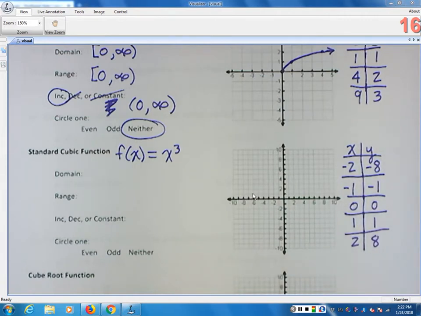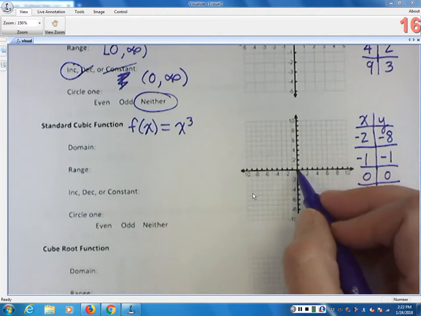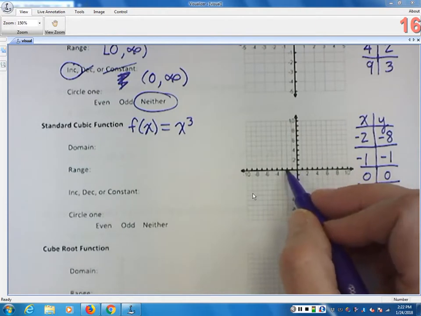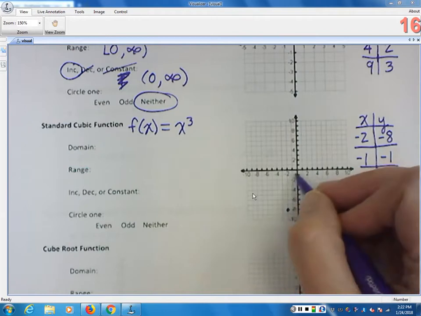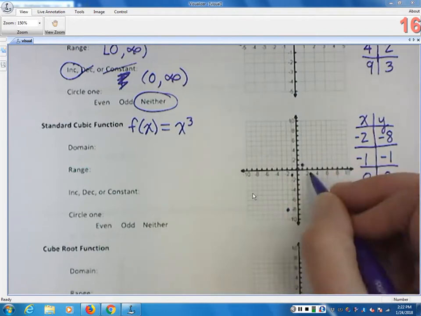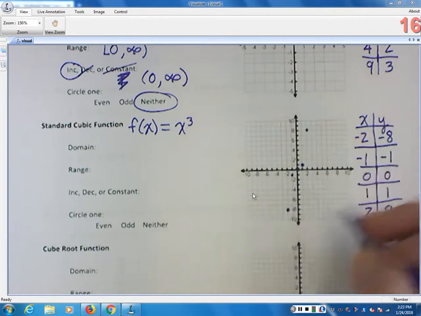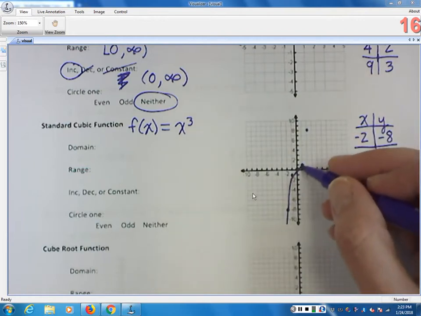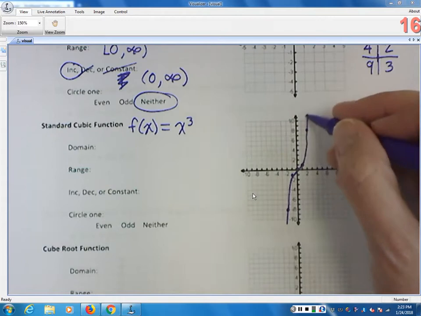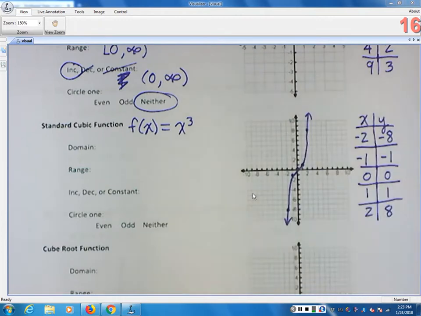So here's what this graph looks like. Negative 2, negative 8. Negative 1, negative 1, 0, 0, 1, 1, 2, 8. Okay, that's the standard cubic function.